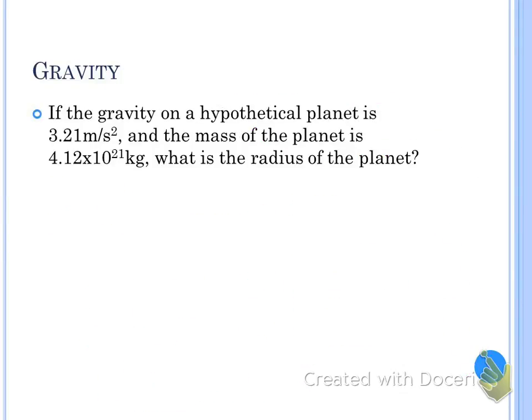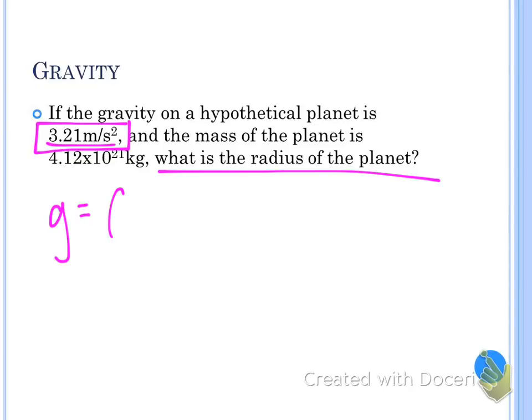Okay? If the gravity on a hypothetical planet is 3.21 and the mass is 4.12 times 10 to the 21st, what's the radius of the planet? So when it says gravity, is that little g or is it F? What's that tell us? That's the acceleration. So we're solving for the radius. It gives us little g, so we're going to set up this equation. g equals mass of the Earth, or really mass of the planet, right? We just use Earth because most of the time we're looking at Earth. So we can use any planet right there.